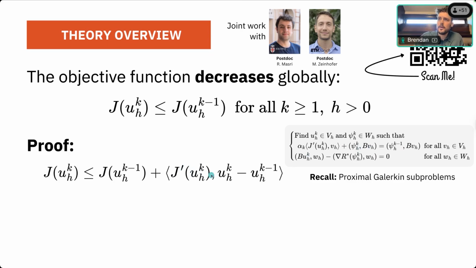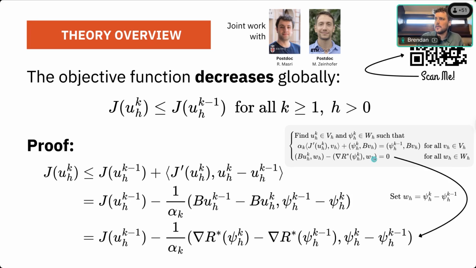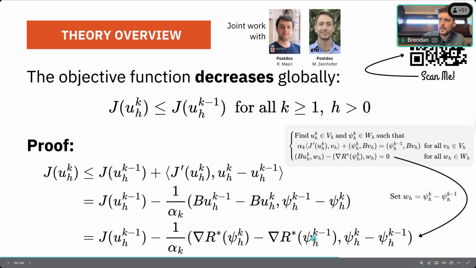So this term here, J prime of UK, looks a lot like this term here in the first line. We could set VH to be anything we want, and the convenient thing to do is to set it to be this difference here. And if you do that, then you can rewrite the first line as follows. And it turns into something that looks a little bit like the second line. And if you set WH to be this difference of these latent variables, then you can rewrite the second equation in this form. Here, okay.